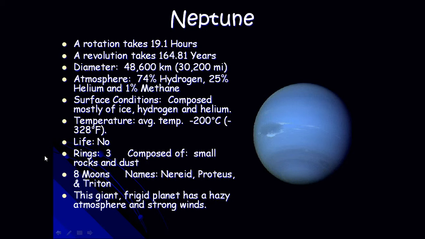The surface conditions suggest that it is composed mostly of ice, hydrogen, and helium. The average temperature is around negative 200 degrees Celsius. It cannot support life. It has 3 rings composed of rocks and dust. And it has 8 moons, with some of the popularly known ones being Nereid, Proteus, and Triton. Now, this giant frigid planet has a hazy atmosphere and very strong winds.